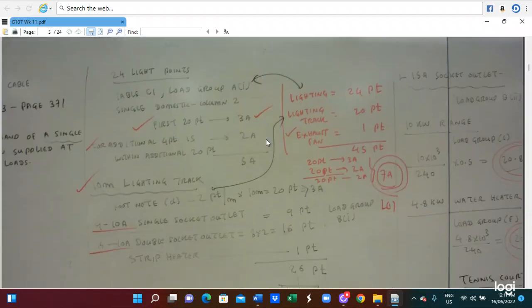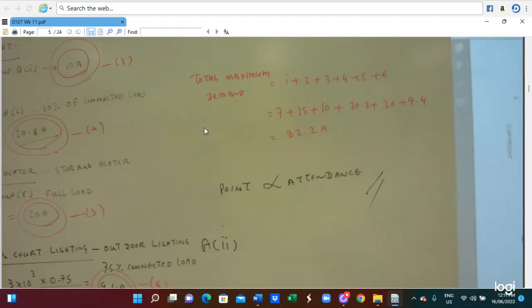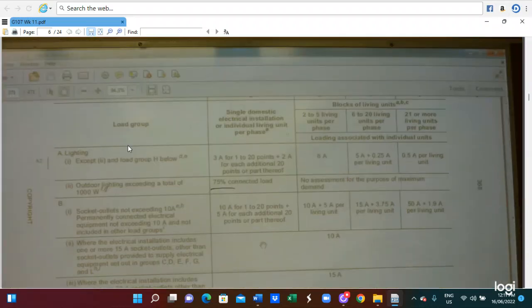First we find out the 24 lighting points. In this case, it is Table C1, load group A1. Here is Table C1, C2, C3, and this is the load group in Table C1. You can see the load group here: 3 ampere for 1 to 20 points, 2 ampere for each additional 20 points. This is for single domestic, block domestic living, for houses, all the local A1 lighting. We select this group, and for outdoor lighting we select this group. This is Table C1.